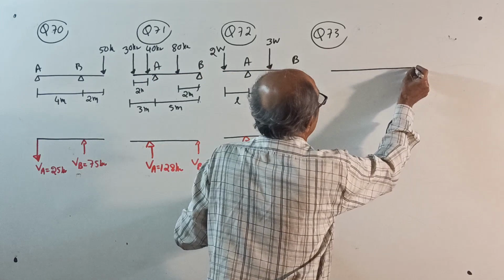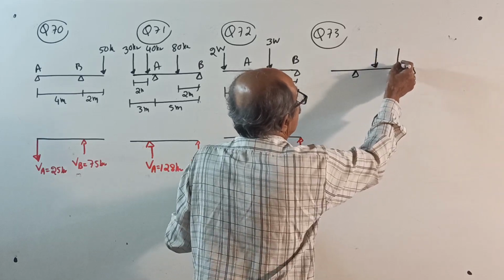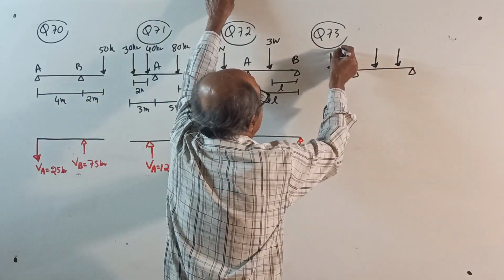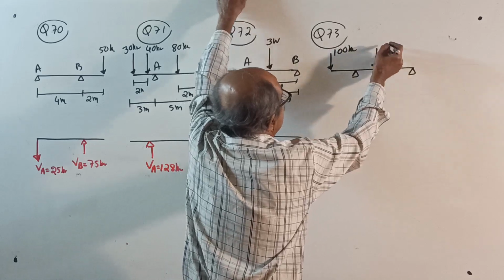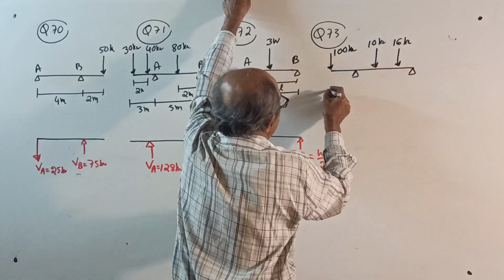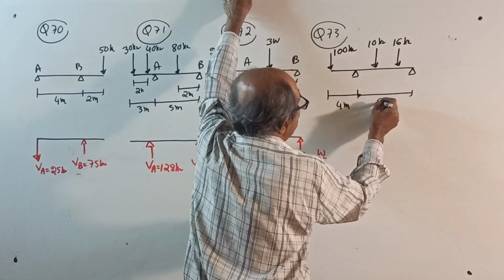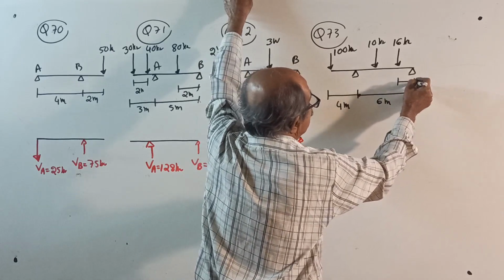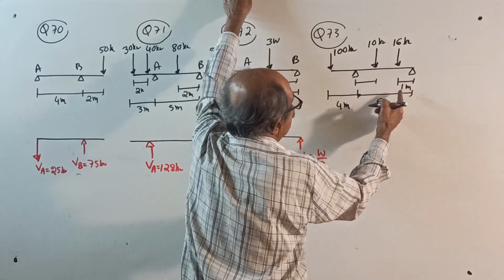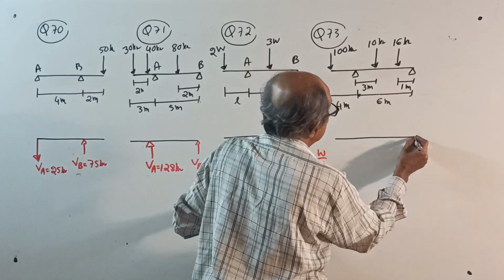Left overhang. Here 2 point loads, and here a point load. This is 100 kilonewton, 10 kilonewton and 16 kilonewton. This is 4 meter, this is 6 meter, this is 1 meter, and the remaining is 3 meter. Okay, out of scale, no problem. Answer. AB.